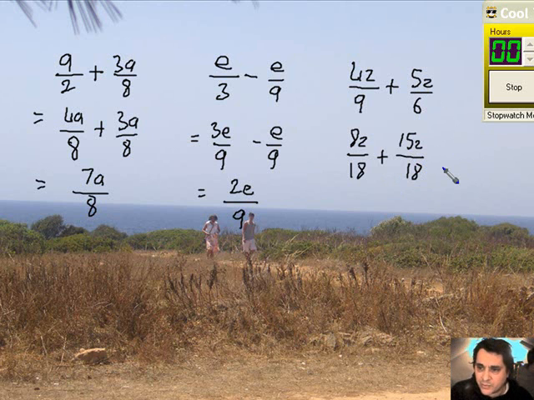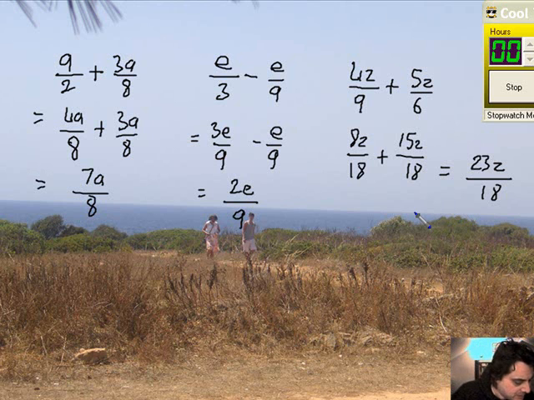Squish it all together, put it on this side now, get it all out of 18, and I've got 8 z's plus 15 z's. That gives me 23 lots of z, all divided by 18, and I can't simplify down the fraction 23 over 18, so I'm going to leave it like that. And that's the toughest one.